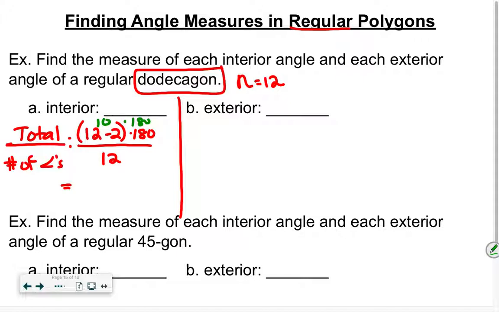Anytime you multiply by 10, you're just tacking a 0 on the end. So 1800. And we're going to divide that by 12 angles. There's 12 angles in a dodecagon, and we need to evenly distribute this 1800 degrees to each one of them. It'd be like me having $1,800 and having 12 children that I had to split it evenly between.